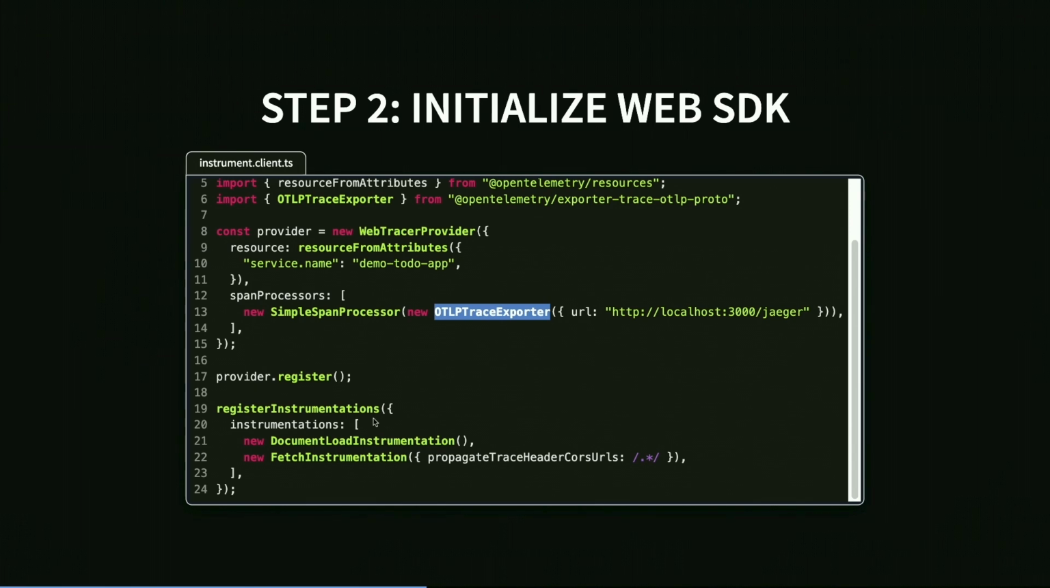And then, as a last step, we're going to register some instrumentation. So in our case, we are going to take the document instrumentation, which takes care of tracing the initial page load. And then also we're going to plug in the fetch instrumentation, which takes care of tracking and adding spans for all the fetch calls we make later on.